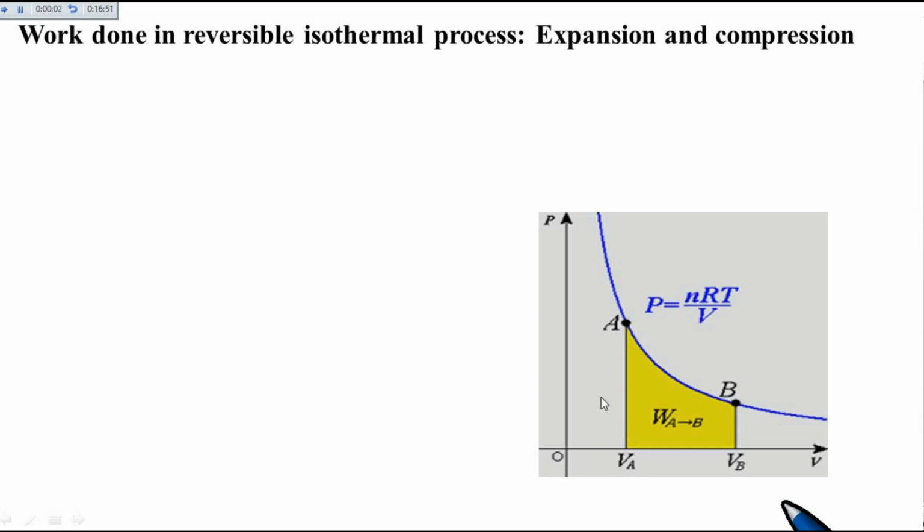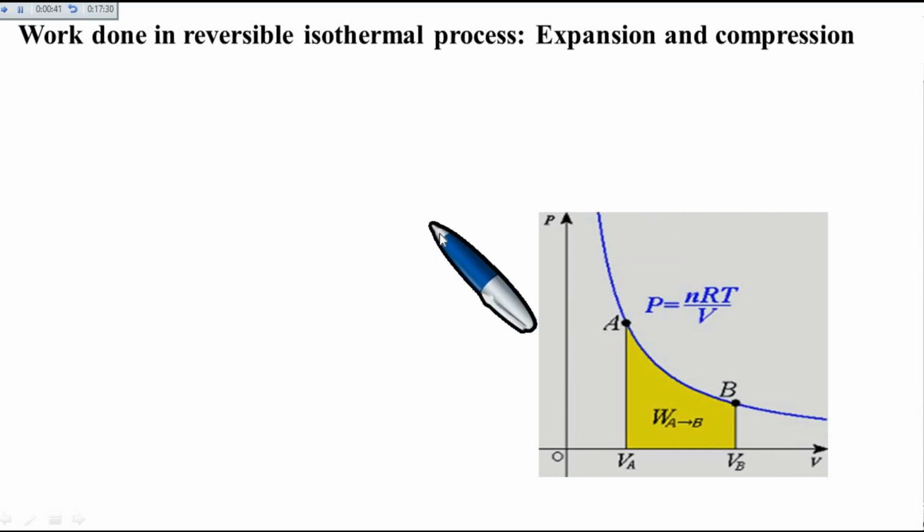Now, how do we calculate the work done in a reversible isothermal process? When we are talking about a reversible isothermal process, we are talking about expansion and compression, a reversible process which is occurring slowly. So here we have the system where the temperature stays constant, and when you move this way, you are decreasing the pressure, or increasing the volume. That means an expansion, and the compression is the reverse. You move from B to A. The volume decreases and the pressure increases.